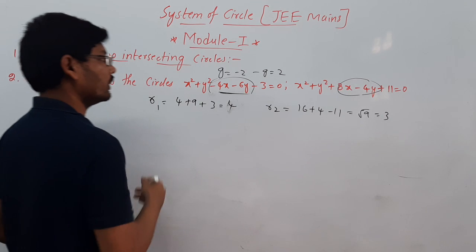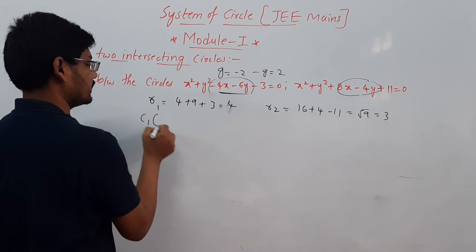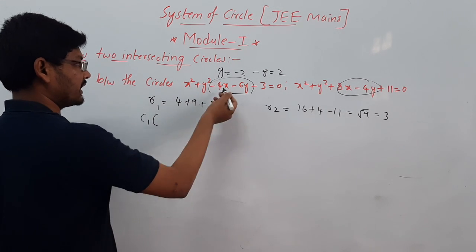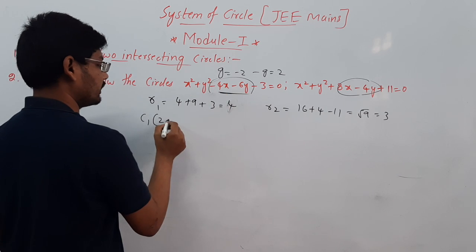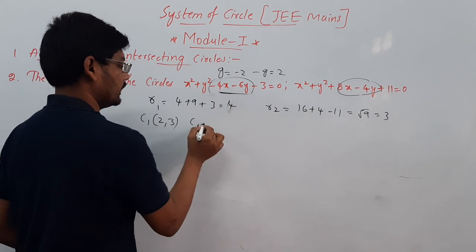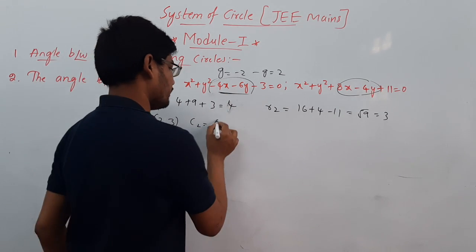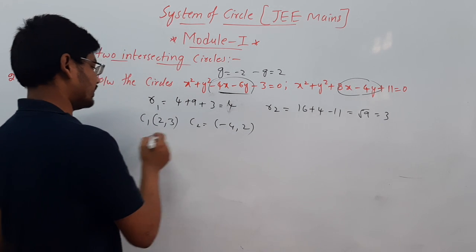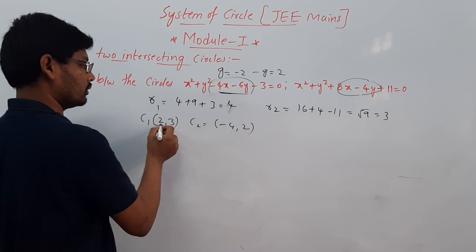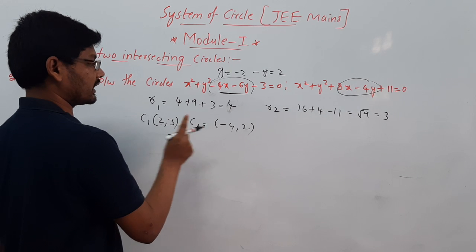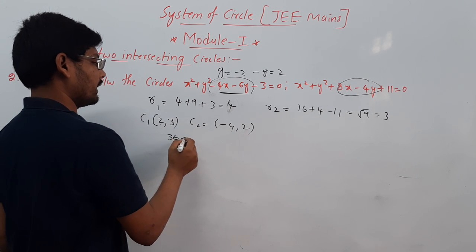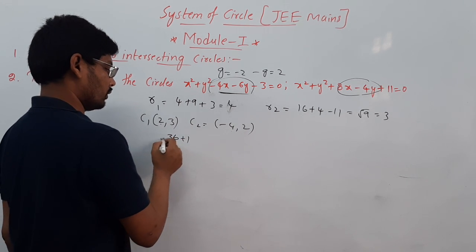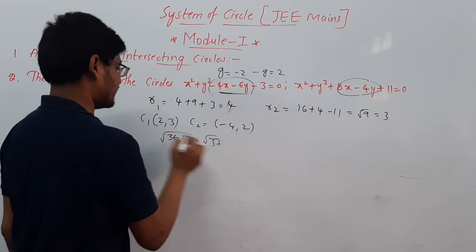Directly take r2. And next, C1 is half of this one and change the sign, 2 comma 3. C2: next half of this one is minus 4 and half of this one, change the sign, that is plus 2. Distance is minus 4 minus 2, minus 6 whole square, 36, right? And 2 minus 3, minus 1, whole square, 1. So root of 37, D is equal.